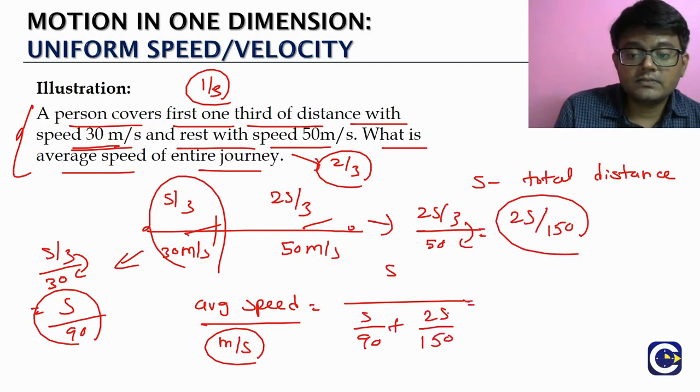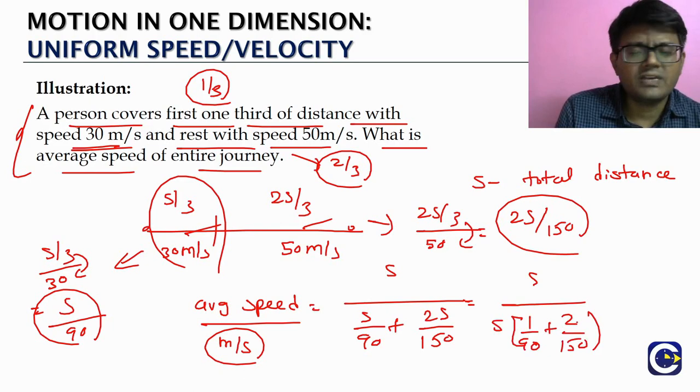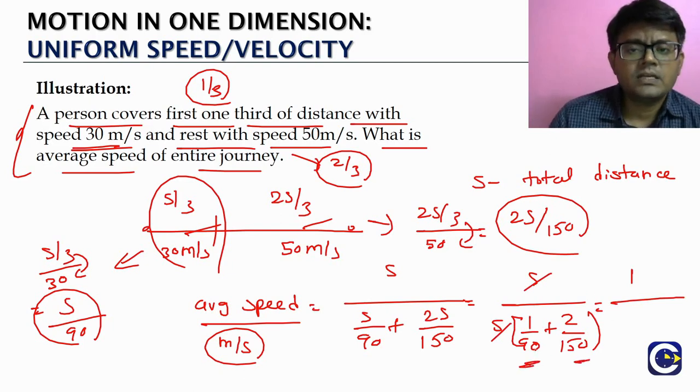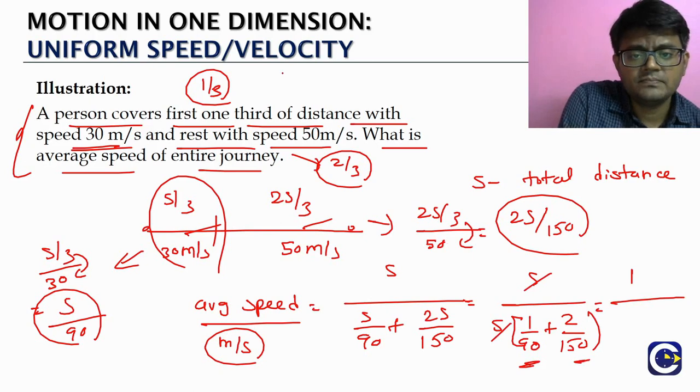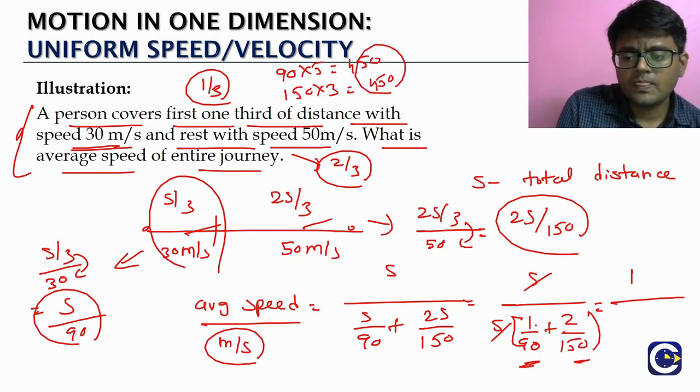In the denominator, let us take S common out. 1 by 90 will remain, plus 2 by 150. If you want, you can cancel 2 ones are 2, 75s are 150, but let us keep it as it is till we come to the final step. Here you see the denominators are 90 and 150. What is the LCM? 90 times 5 is 450, and 150 times 3 is 450. So the LCM here is 450.